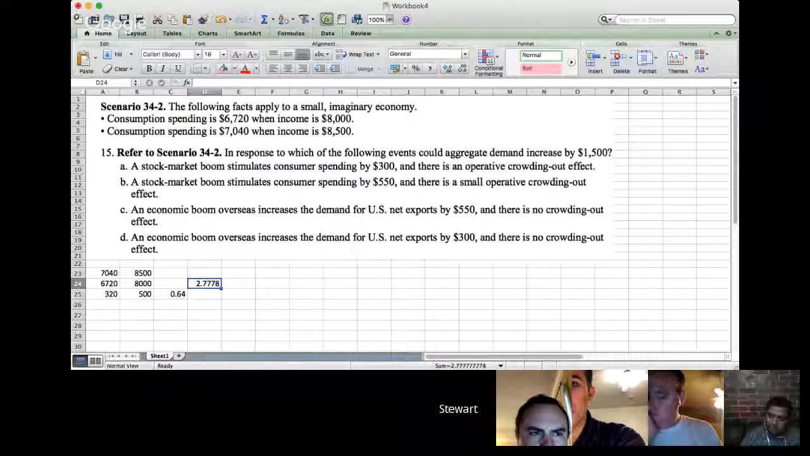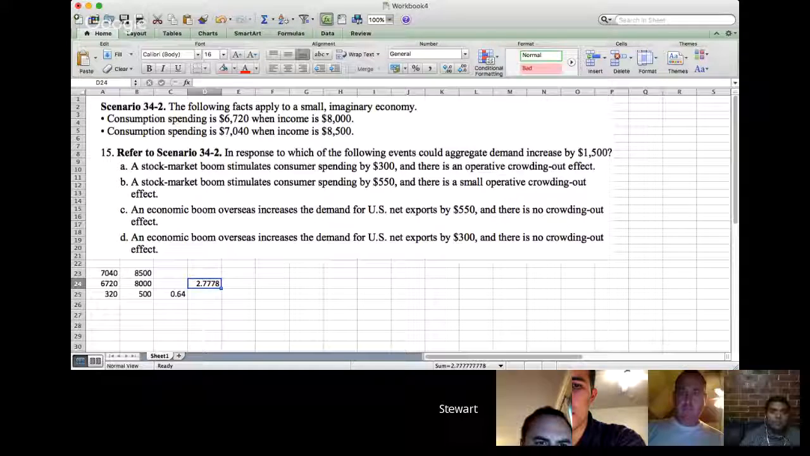So we look at the response to the following events, and this is the only way I could figure it out because I couldn't find anything online that had an example. Events: could aggregate demand increase by 1,500.